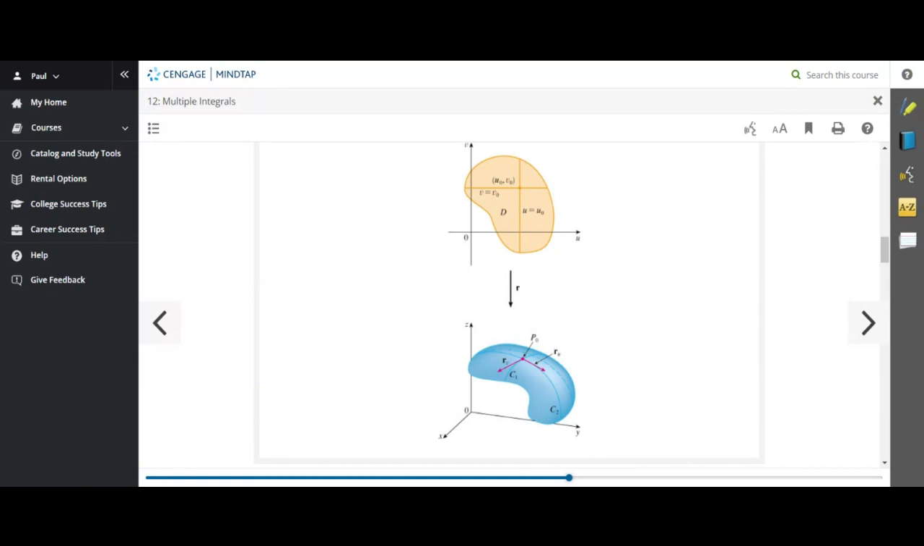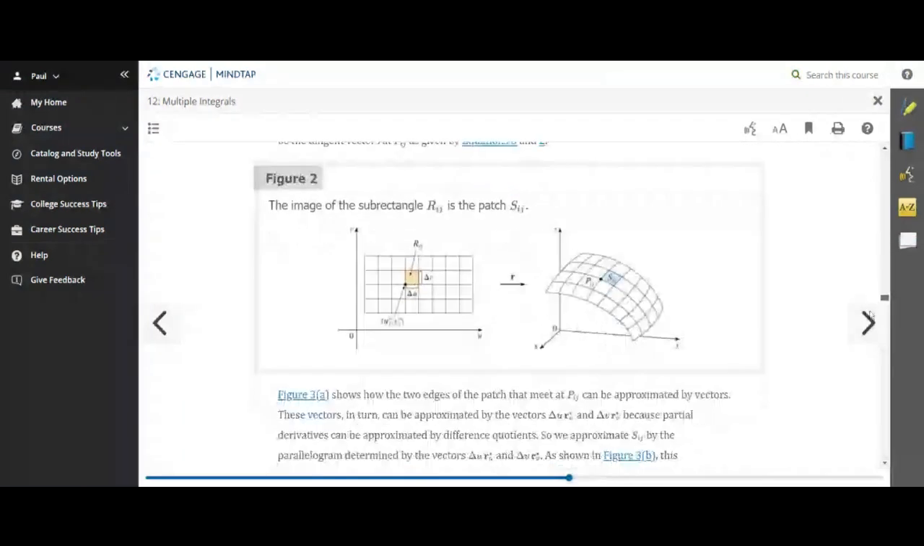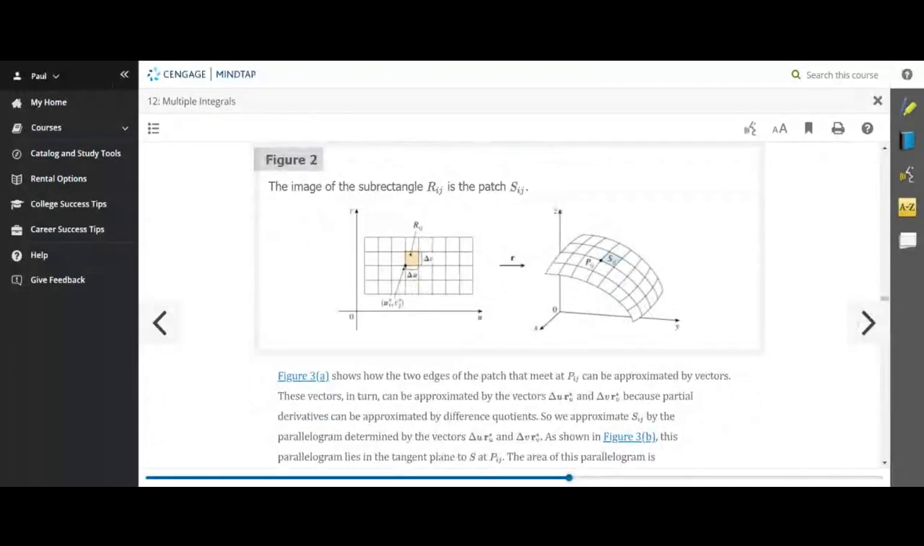And so we use this idea because, like as they show here in figure 2, back in section 12.6, we had a surface. Okay, we had a surface here in figure 2 on the right, and in order to find the surface area, we needed to find the area of the ijth patch on the surface.